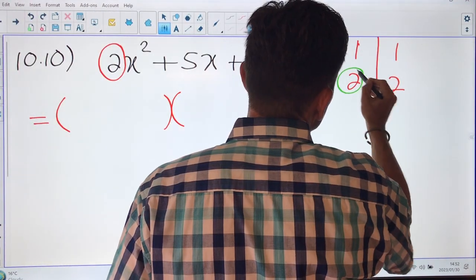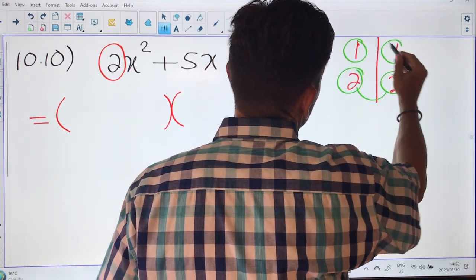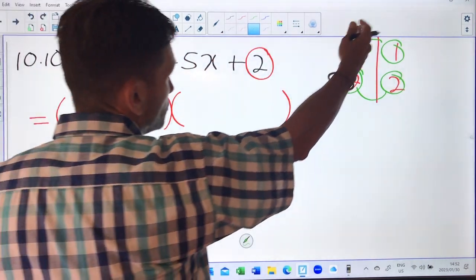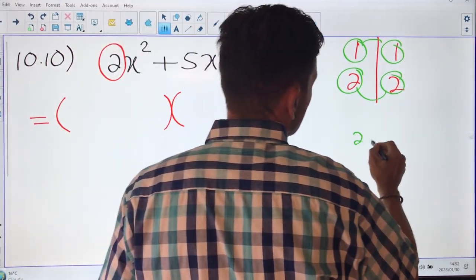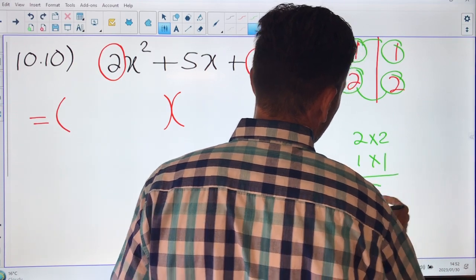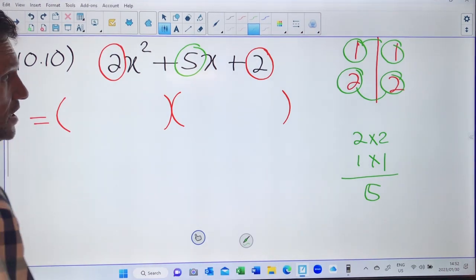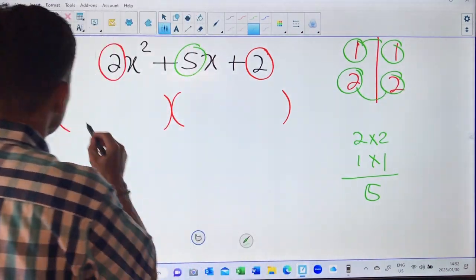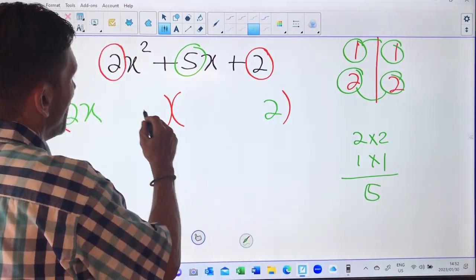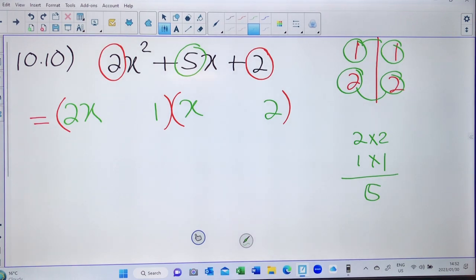If I multiply 2 and 2 to each other, that gives me 4. And if I multiply 1 and 1 to each other, that gives me 1. 4 plus 1 will give me 5. So we have 2 times 2, 1 times 1, and that gives me 5. And the 5 is the 5 that we're looking for there. So the 2 is multiplied to the 2. So that means I will have a 2 here and a 2 there. I will have a 1 here and a 1 there.